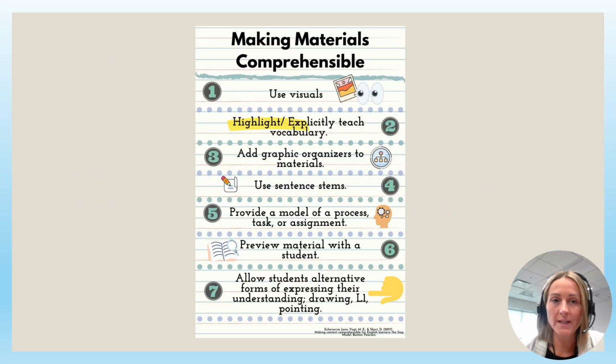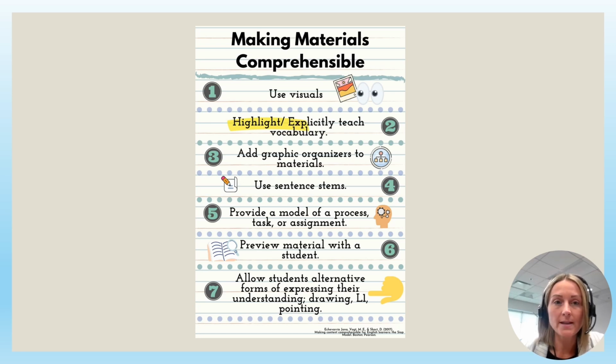So before we get into using Immersive Reader to help with making materials comprehensible, I wanted to share this visual that also lists 7 ways that we can scaffold for our students, especially in subject areas that may have many Tier 2 and Tier 3 words that may be new for our language learners. So the first way we can make materials comprehensible for our students is to use visuals. So whether it's embedded in the text or by using a word wall, providing visuals is a highly effective way to help our students understand vocabulary and concepts.